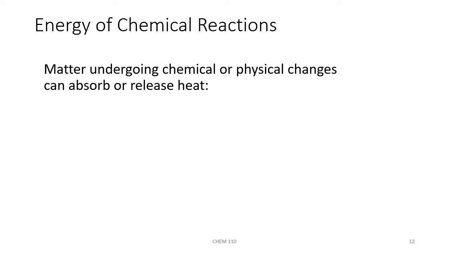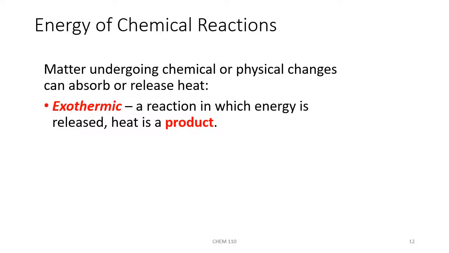Matter undergoing chemical or physical changes can either absorb heat or release heat. An exothermic reaction is a reaction in which energy is released, or heat is a product. If our system is our chemical reaction, that would mean that the system would generate heat and the heat would be released from the system to the surroundings.